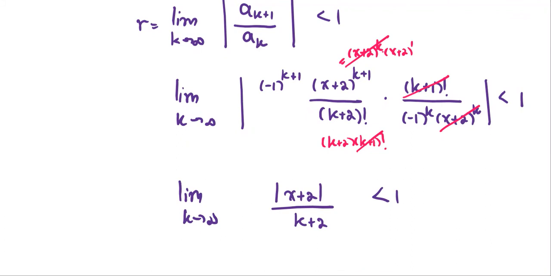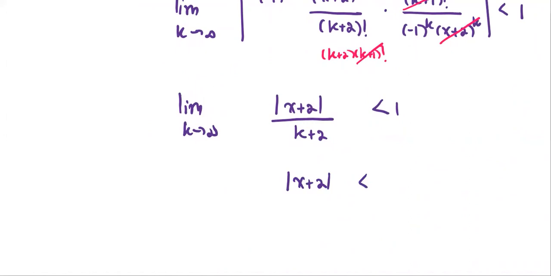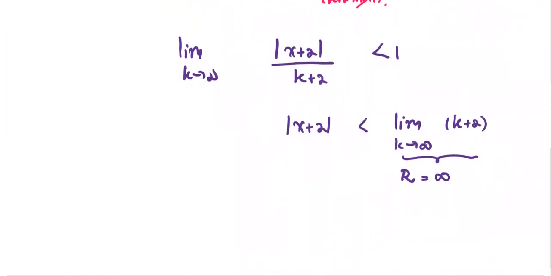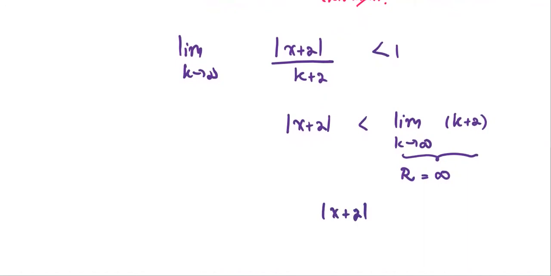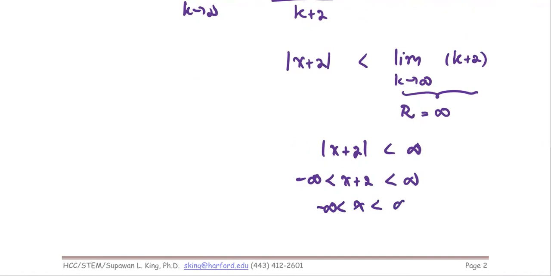Now, if this limit statement is true, we can rewrite it as the absolute value of x plus 2 must be less than the limit as k approaches infinity of the quantity k plus 2, by multiplying both sides by k plus 2 and taking the limit on both sides. The limit of k plus 2 as k approaches infinity is infinity. So the right hand side, the limit value, will be the radius of convergence. That means the absolute value of x plus 2 will be less than infinity, or we can say x plus 2 is greater than negative infinity and less than infinity, which is the same as x greater than negative infinity and less than infinity. In this case, we can say the series converges everywhere.